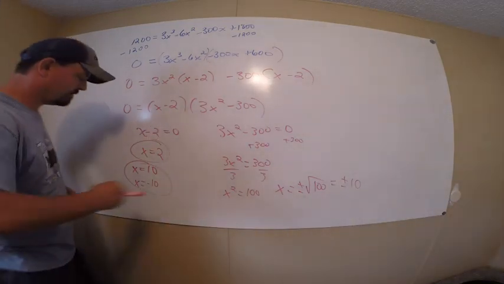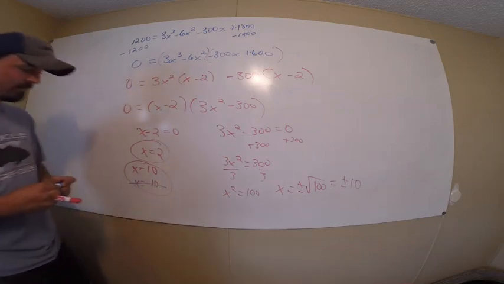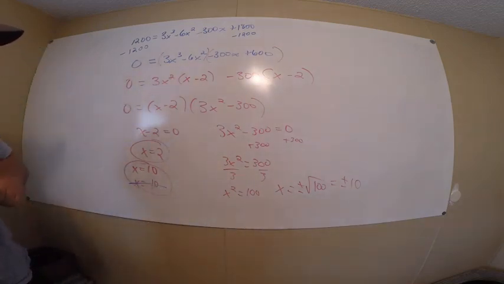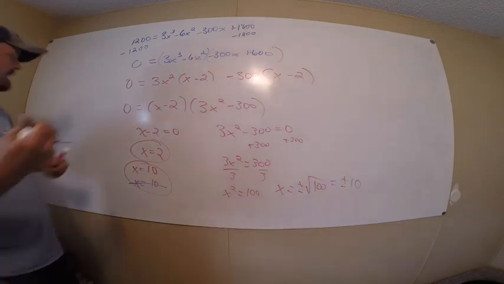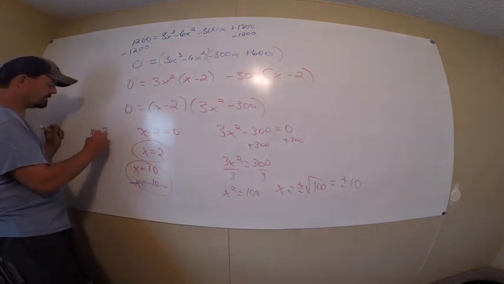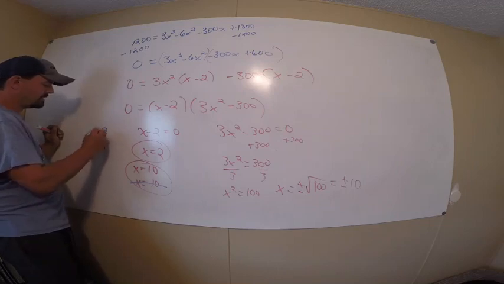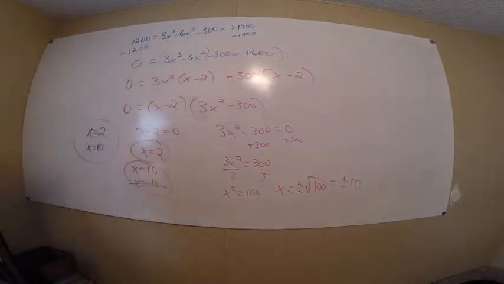So this one wouldn't make sense in the context of our problem. So really what our answer choice would look like, and the correct answer for this problem would be x equals 2 and x equals 10. Those would be your two answer choices I'd be looking for.